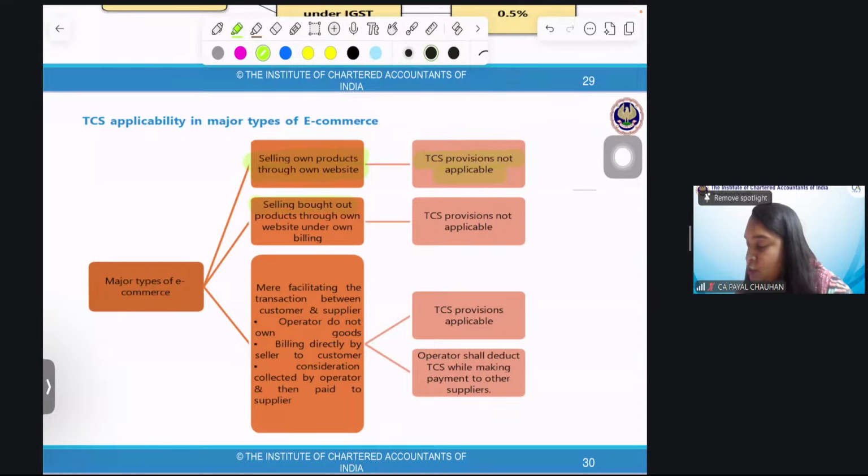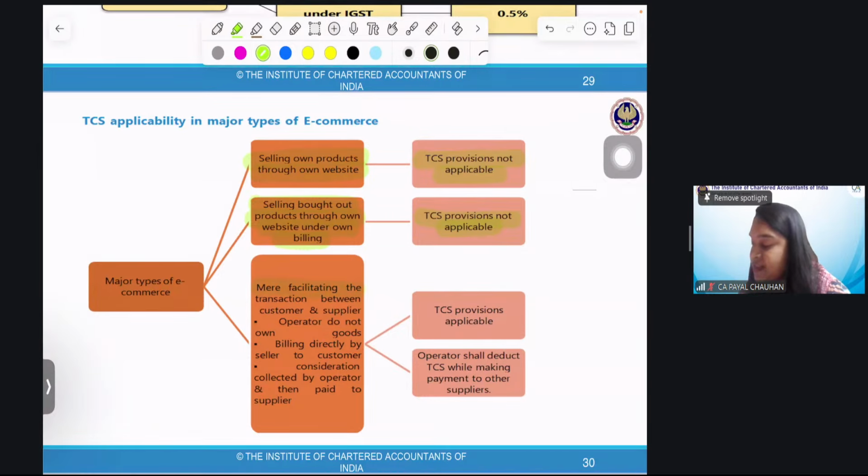Now, selling bought-out product through own website under own billing. Now tell me, will the TCS be applicable? Own billing? No, it is not on a principal to principal basis. See, TCS provisions are not applicable because you become the owner. And what is the definition of agent? Can bill on its own behalf also. See, you got the answer.